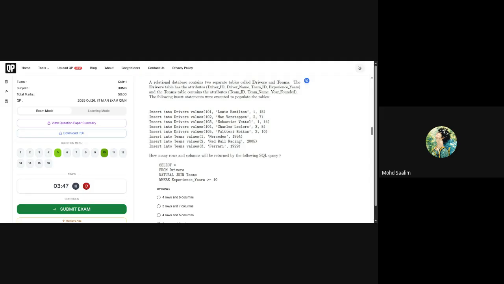You should see the schema and you should understand how to form a relationship between multiple tables. For example, here you can see that team ID is being used in the drivers table, right? So there is a relationship between them. These types of things you should observe in the first go itself.